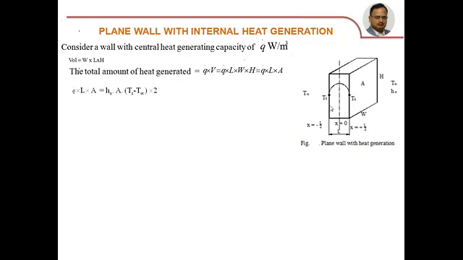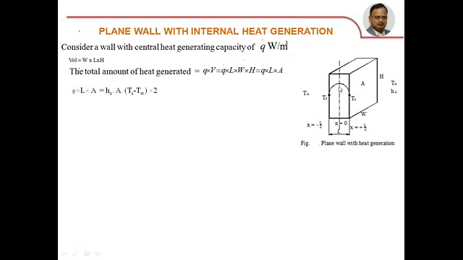Now if you move to the left hand side, the boundary becomes x equal to minus L by 2, and on the right hand side the boundary is distinguished by x equal to plus L by 2. So x varies from minus L by 2 to plus L by 2, so the total thickness is L. And heat is generating exactly at the center. Imagine the temperature will be maximum at the center, the point of heat generation.